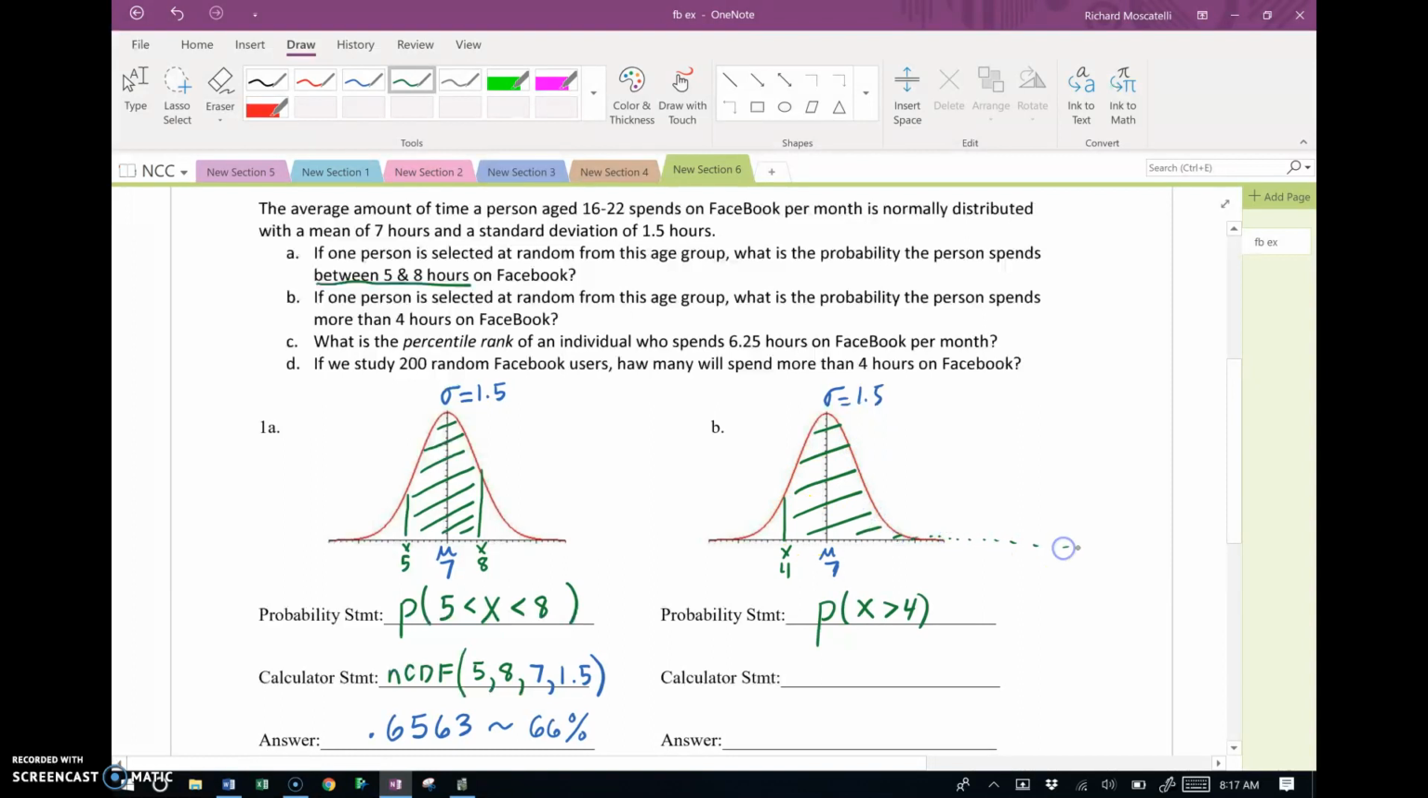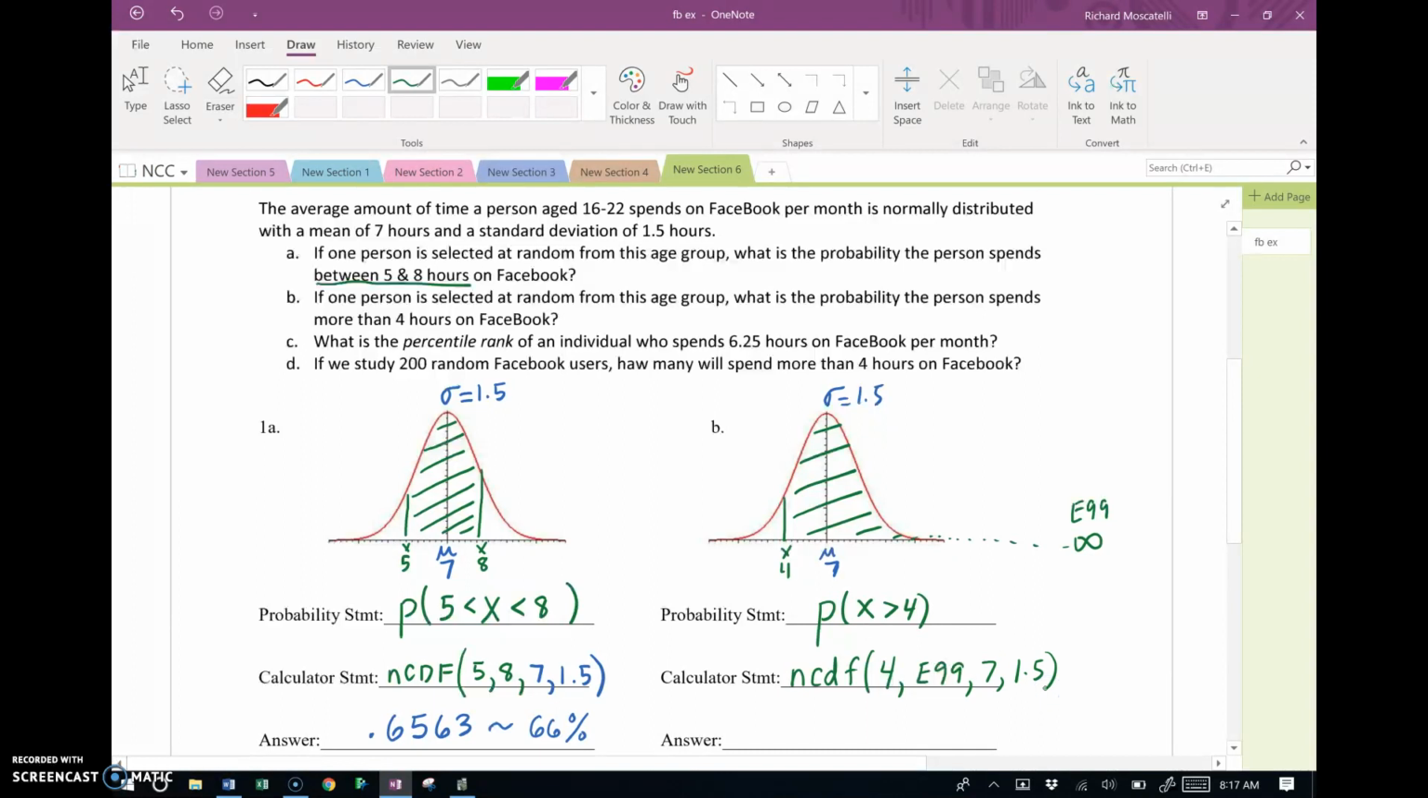Remember, theoretically, that shades to forever, which is infinity. Now remember, your calculator doesn't understand infinity. Your calculator uses E99 for infinity. To be honest with you, I don't like using E99. I just pick some ridiculous number like 100 out there. If the average guy's spending 7, nobody's spending 100. But we could talk about the idea of infinity in some other video. The calculator statement would be normal CDF, lower bound of shade, which is 4, the upper bound of shade, which is infinity, so I'll write E99, and then the mean, and then the standard deviation.